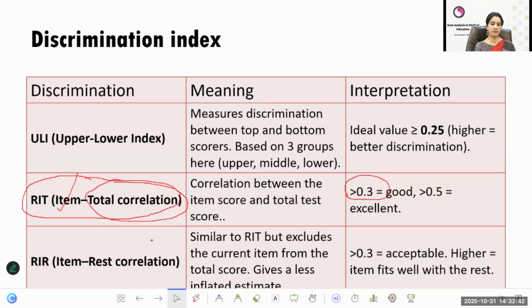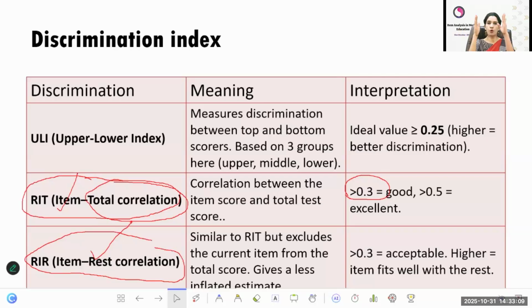Similarly, there is an item rest correlation. It is similar to the item total correlation, but it excludes the item which is in the total score. That's why it is known as the item rest correlation. Those of you who have attended the reliability and scale development workshop, we have discussed item total correlation and item rest also, but never mind, the concept is the same.